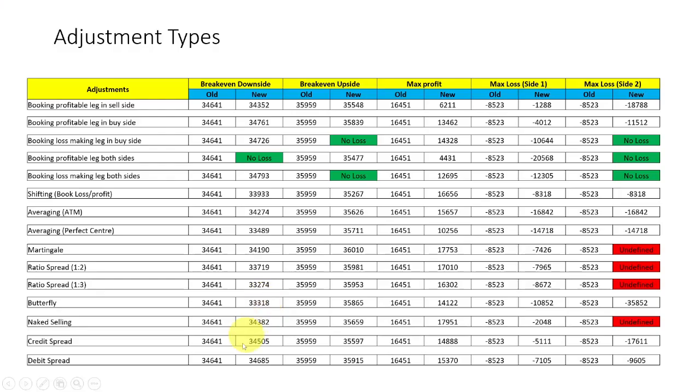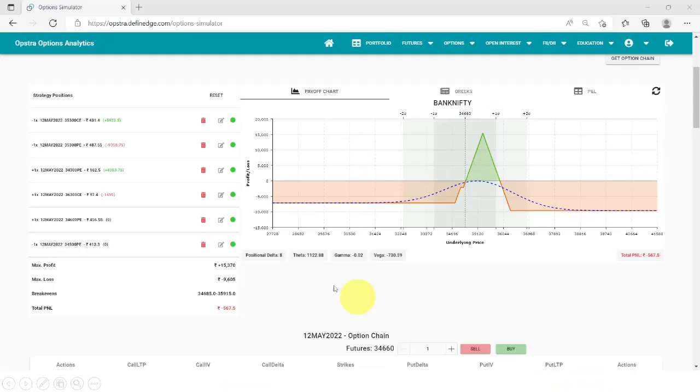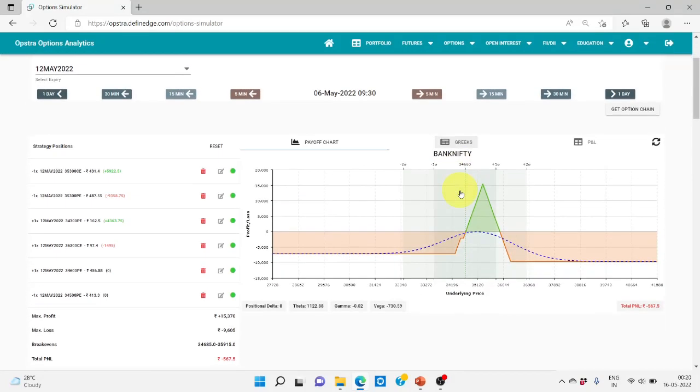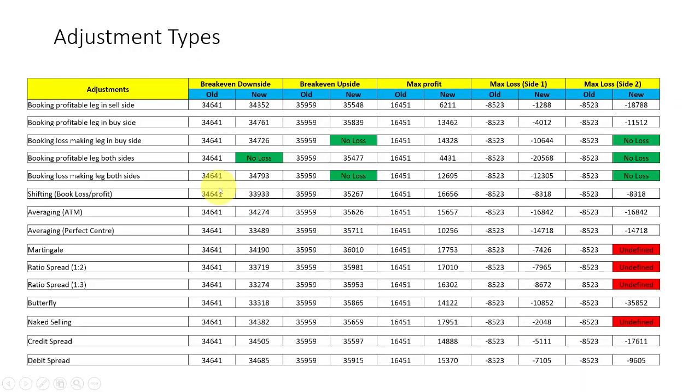So I mentioned the break even is almost the same, but as you can see from the payoff chart, till 34,600 or 34,500, we are going to have a very minimal loss of 2,200. If it extends, then yes, we are going to end up with a 7,000 loss on one side and a 9,600 loss on the other side. So these are some 15 strategies that I have discussed.